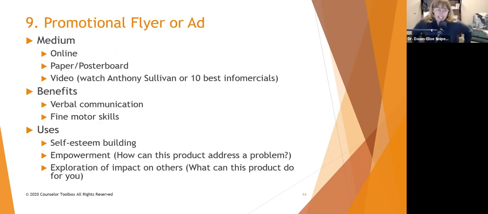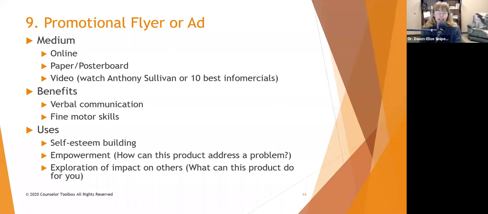Another fun activity is a promotional flyer or ad. You can do this online. I'll say again, canva.com is a great place because for doing minimal stuff, you can do it for free, but they can do it just about anywhere. They can even do it in Word or whatever. They can also do it on paper or a poster board, or if they are somebody who really likes videos, almost everybody has a phone now that will take videos, and they can create a promotional ad with video that represents who they are.